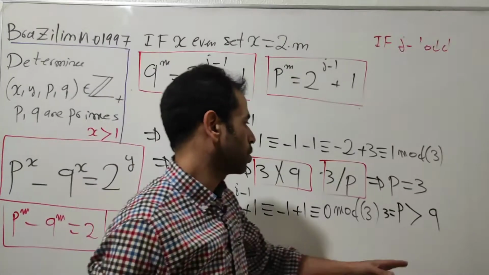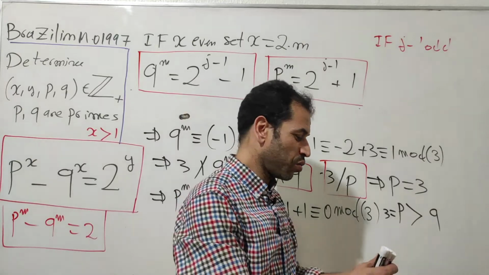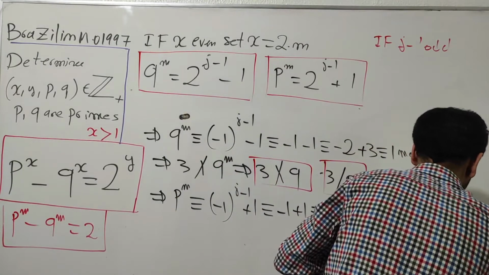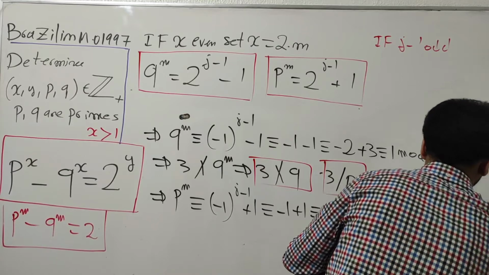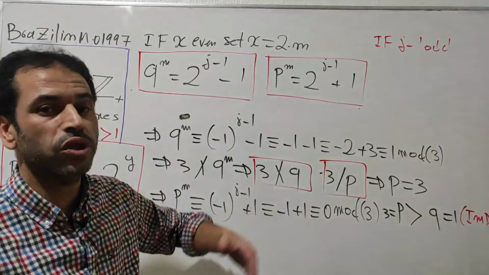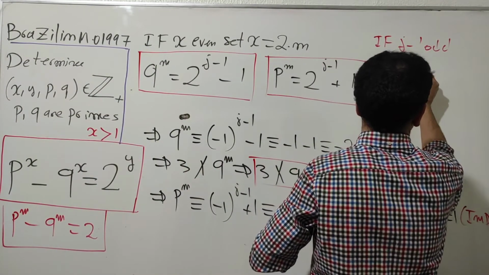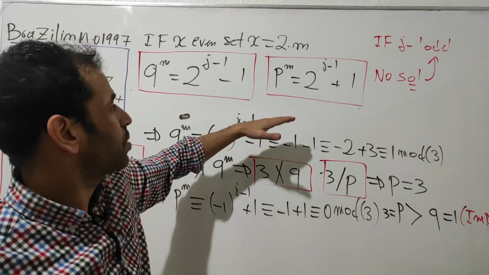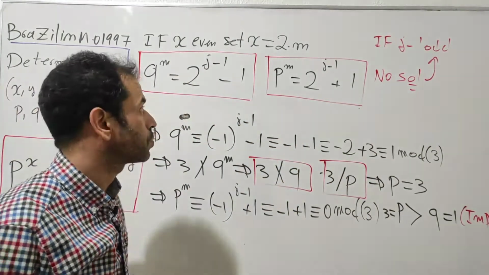So what about q? If p equals 3, then p is bigger than q, which means p must be equal to 1. It's impossible because q is a prime, okay? Which means no solutions on oddness. No solution odd, which means g minus 1 is even. Now let's get rid of this one and work on evenness.